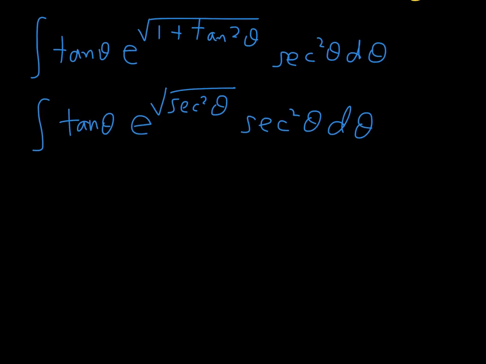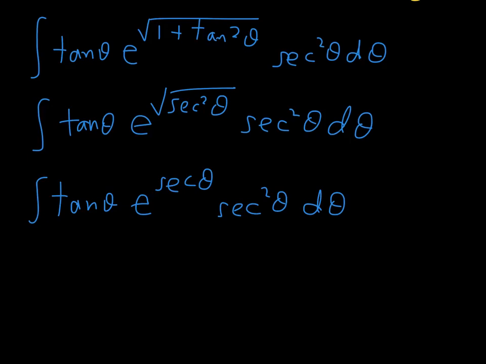Simplifying more, this gives us the indefinite integral of tan theta e to the power of just secant theta, and then we have secant squared theta d theta. Now, what I'm going to do here is we are going to integrate by parts. Okay, so with parts, I want to choose something for u and then something for dv. I think what I want to choose for u is secant theta.